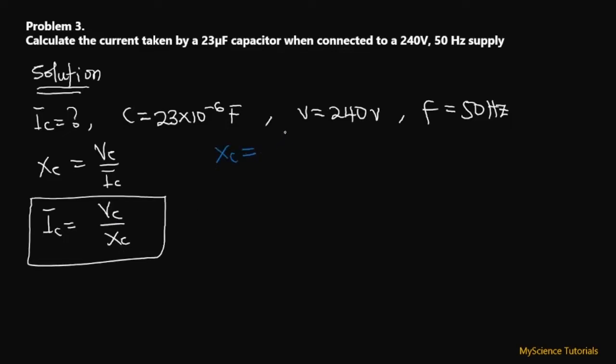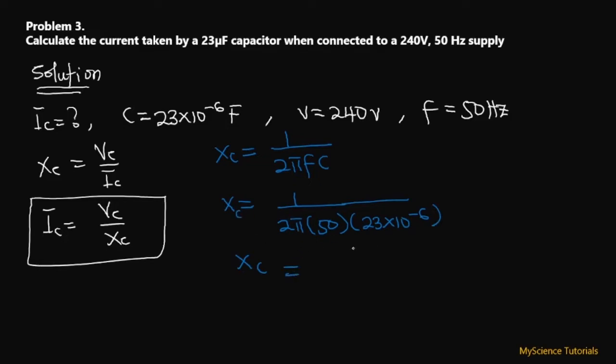So we know XC is equal to 1 over 2 pi FC. So that is going to give us 1 over 2 pi, the frequency over here is 50, our C is 23 times 10 raised to the power negative 6. And so our XC, capacitive reactance, if we compute everything into our calculator, we are going to get 138.40 ohms as our capacitive reactance.